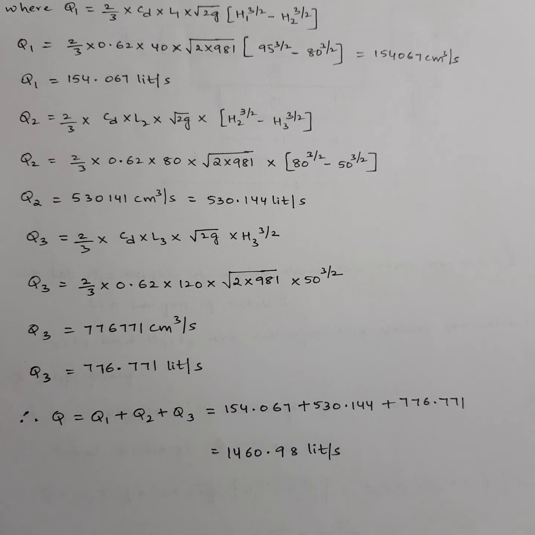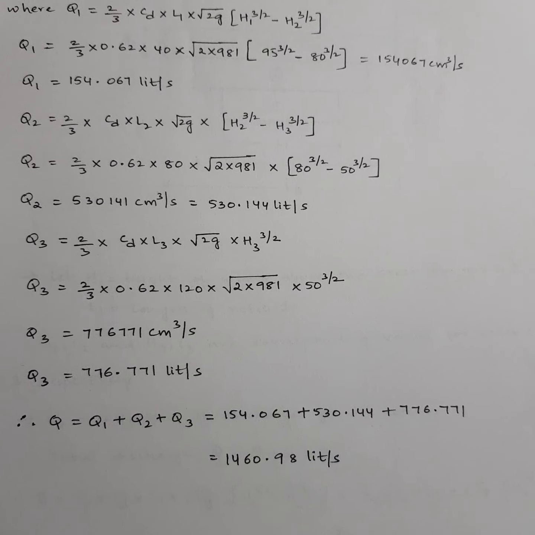Alright, so we are done with the values of Q1, Q2, Q3. What next? Just calculate the total discharge. So total discharge Q is given by Q1 plus Q2 plus Q3. Just adding all the three values, we got 1460.98 liters per second. So this is how you need to calculate the discharge through stepped notches. Just calculate the discharges of the rectangular portions and add them up.